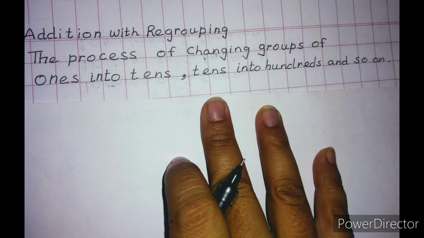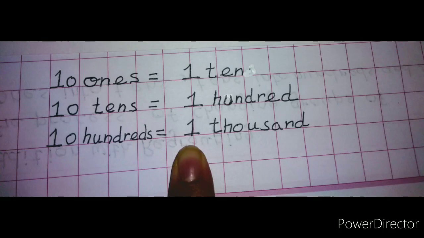Next topic is addition of 4-digit numbers with regrouping. Regrouping means to carry over. So the process of changing groups of ones into tens and tens into hundreds and so on is known as regrouping. In our chapter 1 we have done that: when there are 10 ones, it is equal to 1 ten, and when it is 10 tens it is equal to 100, and when there are 10 hundreds it is equal to 1000.